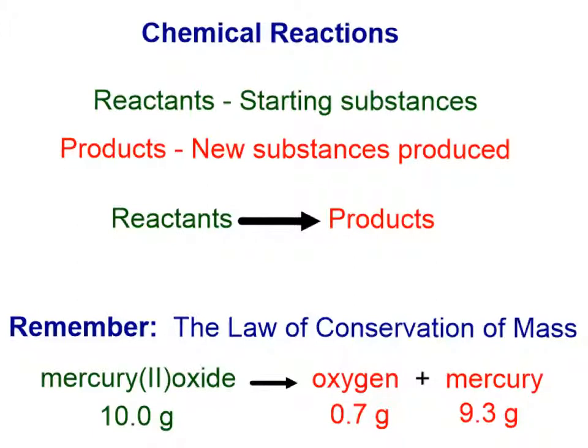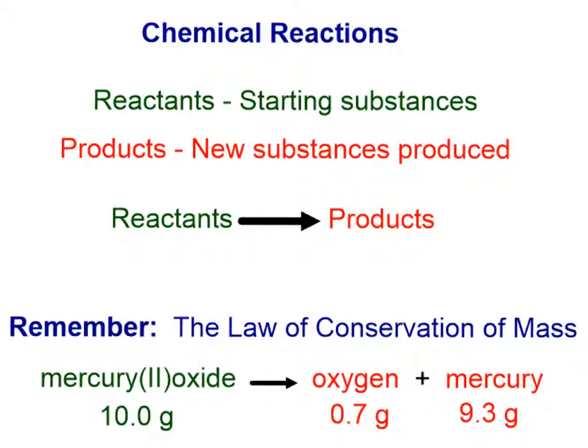Let's just remember what chemical reactions are. A chemical reaction is just a change where we have one or more substances that are being converted into new substances. And instead of just saying substances all the time, we have special words for what we start with. They are called reactants. Those are the starting substance or substances. Products would be what is produced or made. It's the new substance or substances that are formed. Reactants form products.